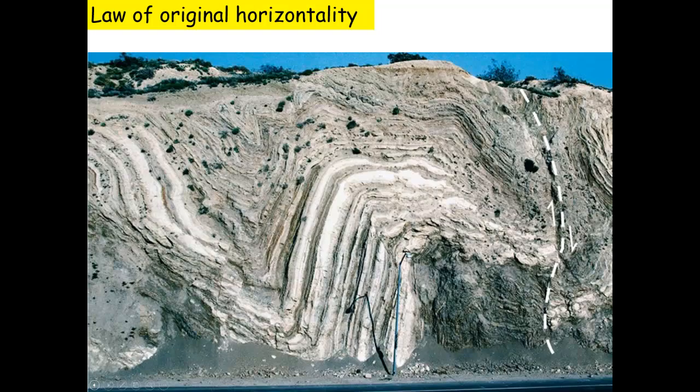The same thing goes for rocks that are not only tilted but folded. The law of original horizontality says the layers were originally continuously horizontal. So if they're not horizontal anymore, but in fact they're bent and twisted like these here, then this implies that something must have happened to these rocks after their original horizontal deposition.